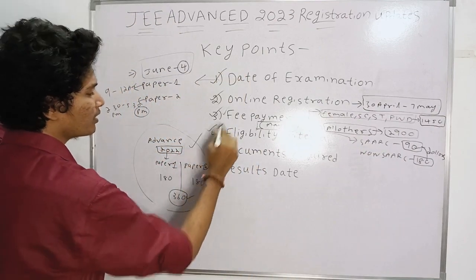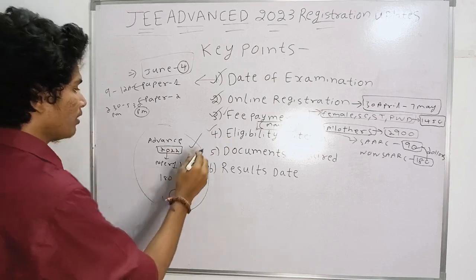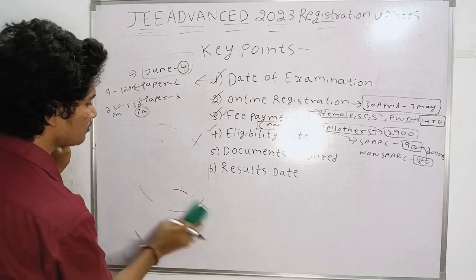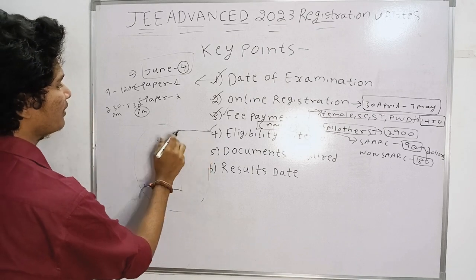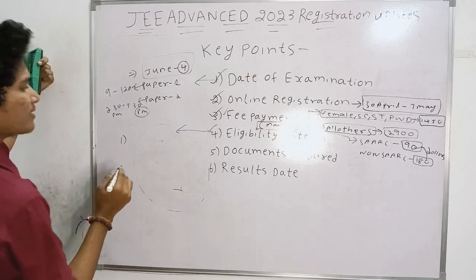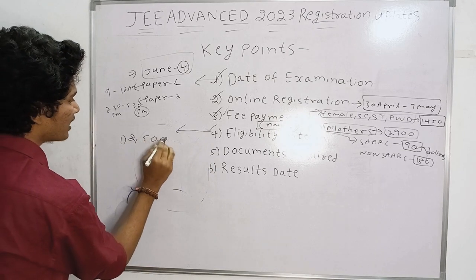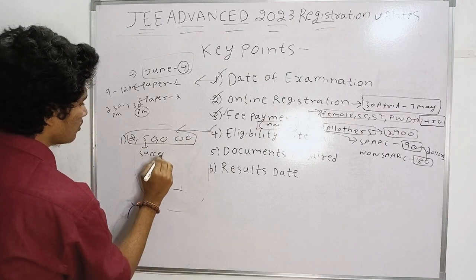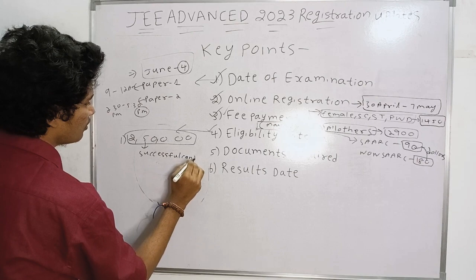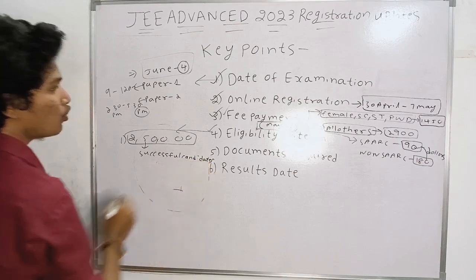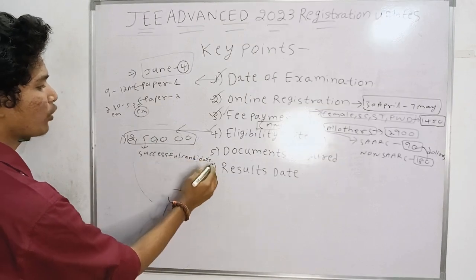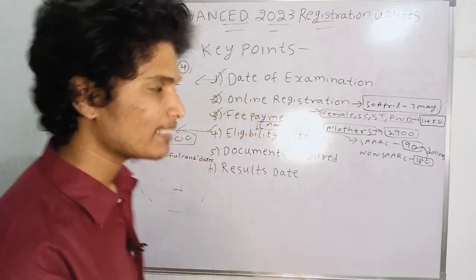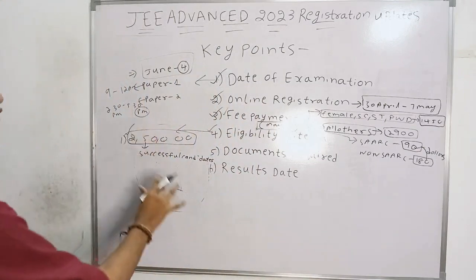Now it is the 4th point, that is eligibility criteria. This eligibility criteria is very important. So many students get confused in this. The first eligibility criterion is you have to come under the 250,000 successful candidates. That means those students who have written JEE Mains, secured a decent percentile and cleared the cutoff can come under the 250,000 category.